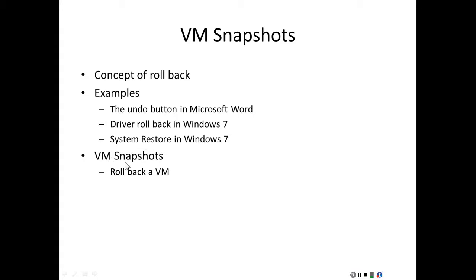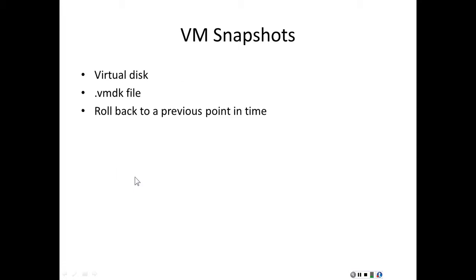Now let's look at VM snapshots and look at the concept of rolling back a virtual machine. When we make a virtual machine snapshot, it takes the virtual disk, the .vmdk file, and makes a copy of it, the whole disk. And that way we can roll it back to a previous point in time in case we really screw something up.